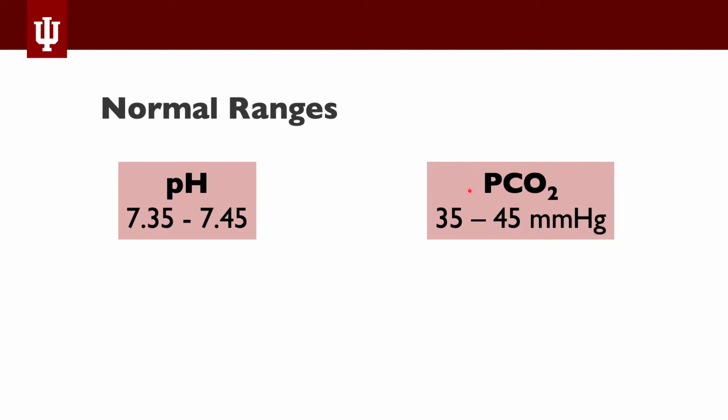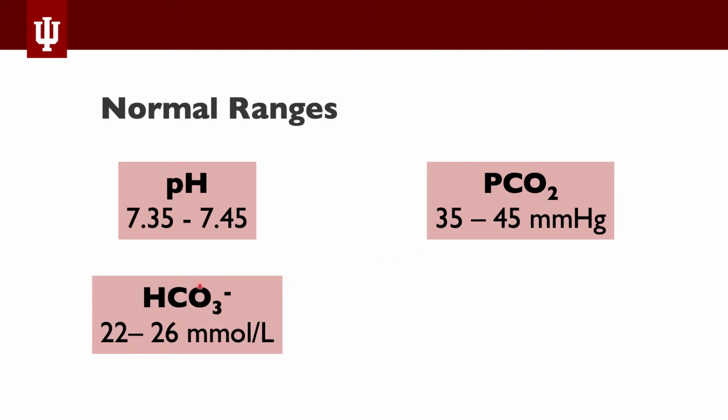Our partial pressure of carbon dioxide, you also see this called PaCO2, for partial pressure of carbon dioxide in the artery, is usually between 35 and 45 millimeters of mercury. The bicarbonate or total carbon dioxide concentration in the blood is in the range of 22 to 26 millimoles per liter, millimolar. You'll also see that in milliequivalents per liter.